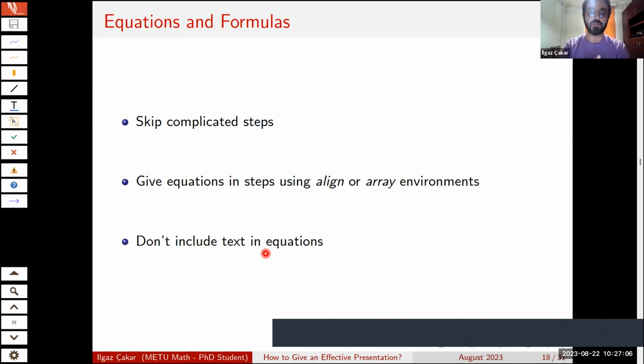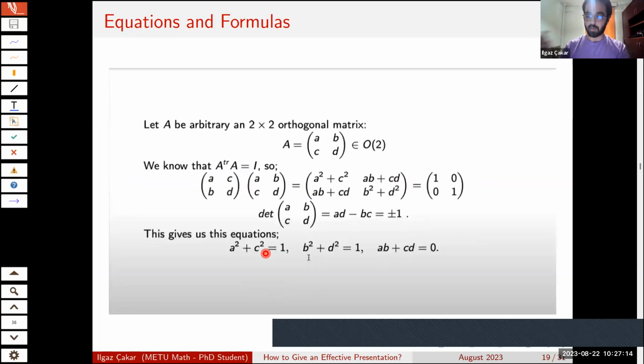I mean, as I said before, "use less text" is the slogan of this talk, the talk I'm giving you right now. We have a better example about this. First of all, it says that "let A be an arbitrary 2x2 orthogonal matrix." First of all, there's a grammar mistake here. Second of all, there is A equals to this element of O2. What does it mean? A is a 2x2 matrix, an element of orthogonal matrices.